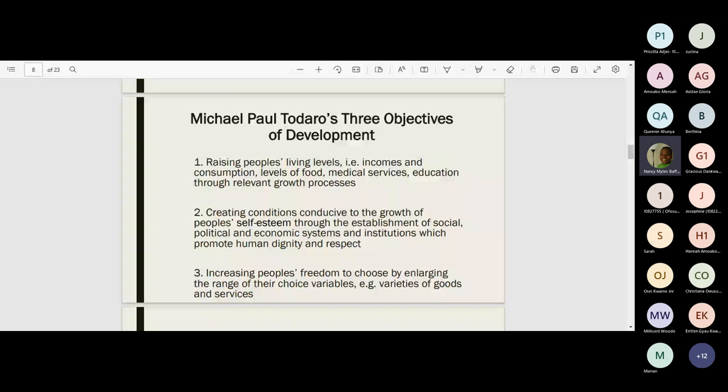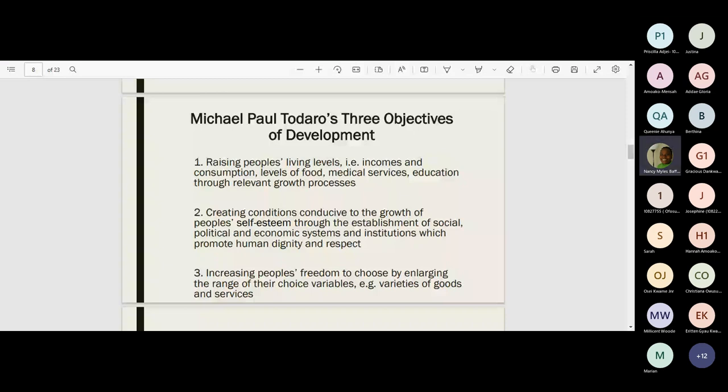Now I've gone ahead of myself. Contribute towards what we call a developed nation, a developed personality, a developed language. Sometimes we are told some of the languages are not developed, so it can be used at a certain level. Development is multifaceted. So here we are, the first thing, according to Michael Paul Todaro: one, raising people's living levels, which in practical terms means giving them a raise in their incomes, their consumption, the levels of food, medical, and so on, on your screen.